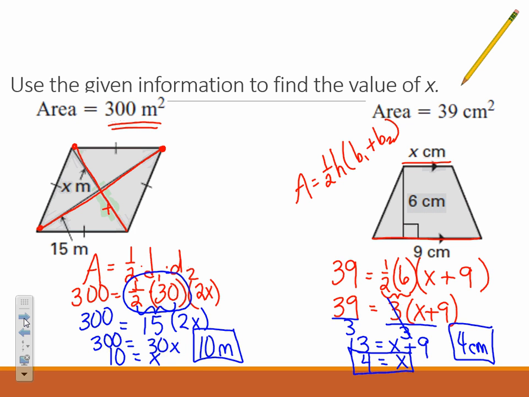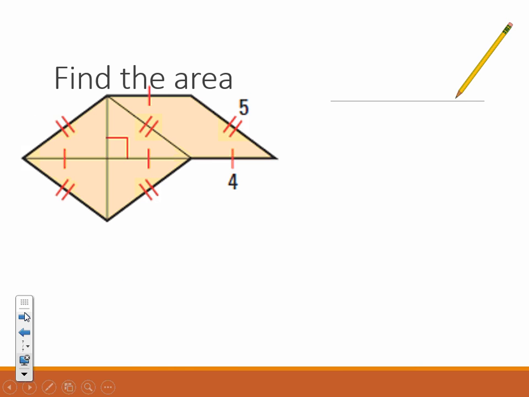Good. So we can solve for x using those measurements and our area formulas, or we can find the area if we're given all the dimensions. Here's our last one. This one's kind of a crazy one to draw in your notes. Please make sure you're careful to draw it in there with all the markings, and make sure you put your 5 and your 4 on there. That's very important. We need to find the area of this crazy shaded shape here.